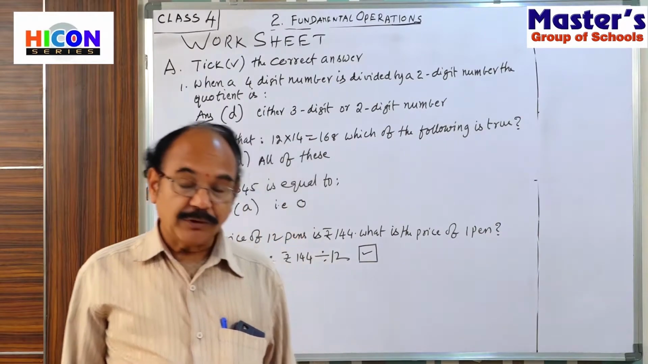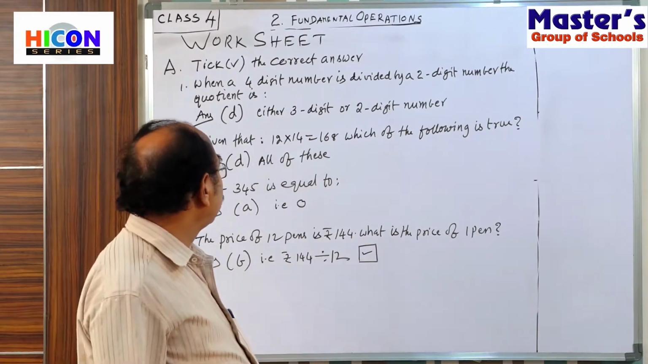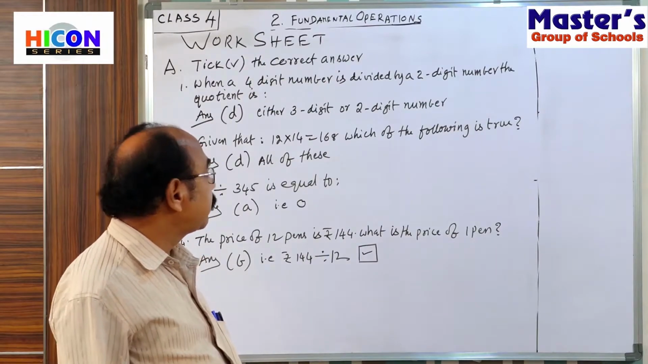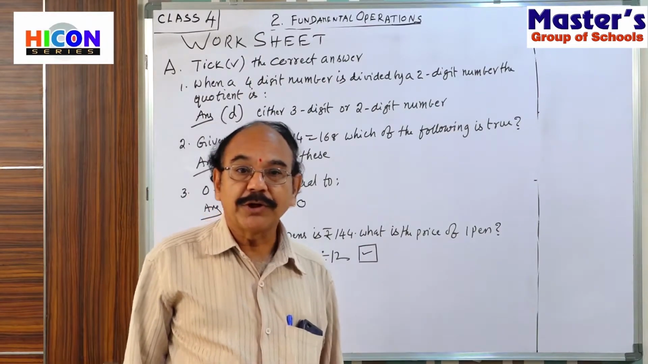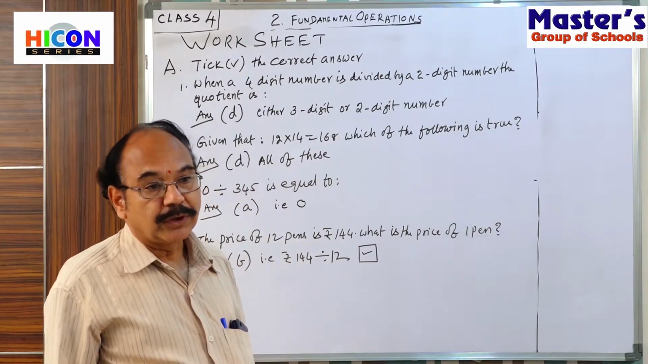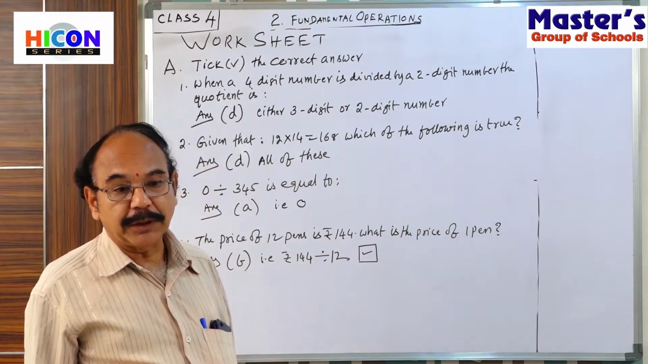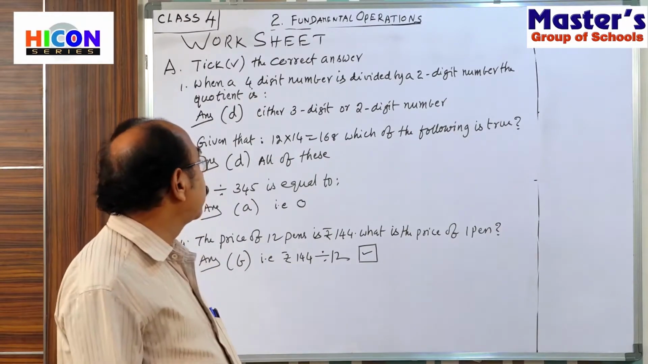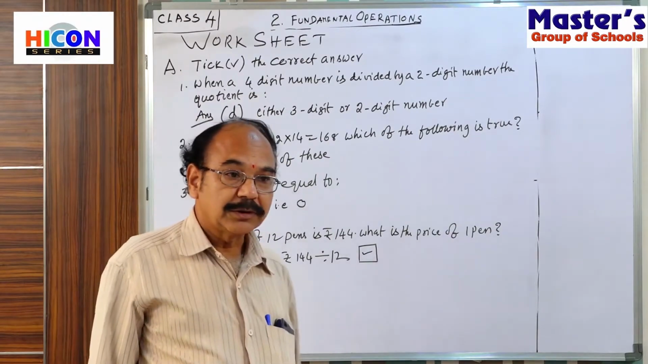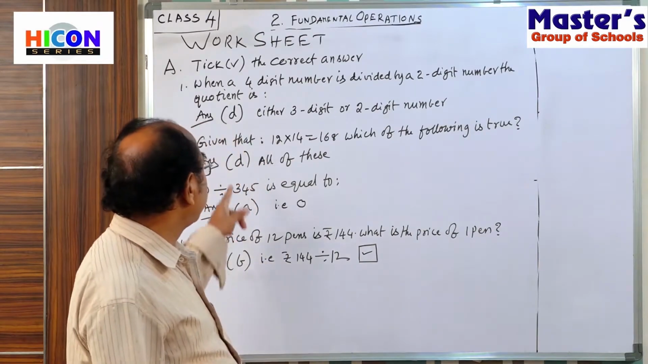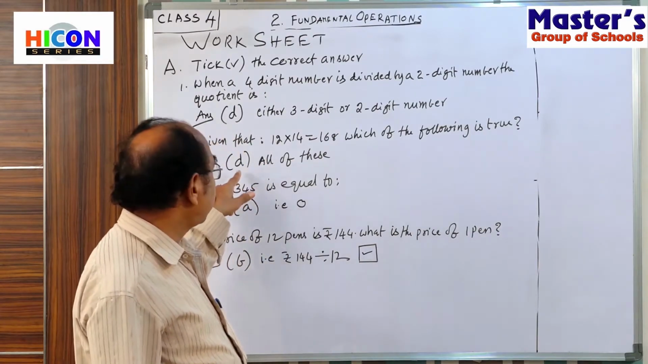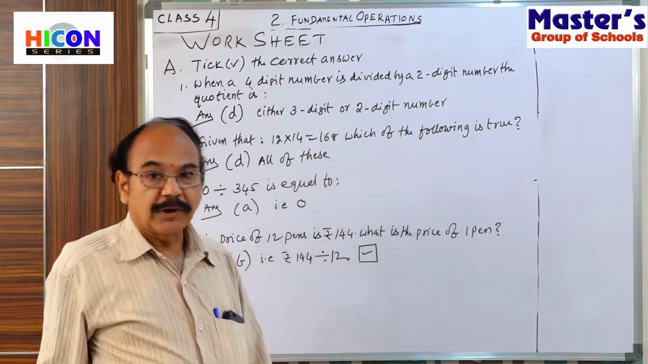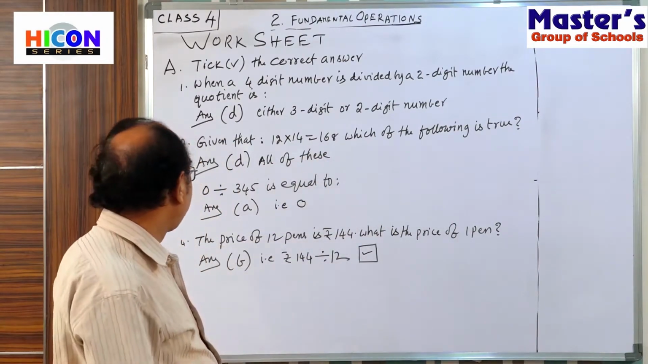And option C says 14 into 12 is equal to 168. Why? Because 12 into 14 is the same as 14 into 12. In any order, we can multiply the two numbers, and the result is the same. That's why all the given options are correct. So the answer is option D.